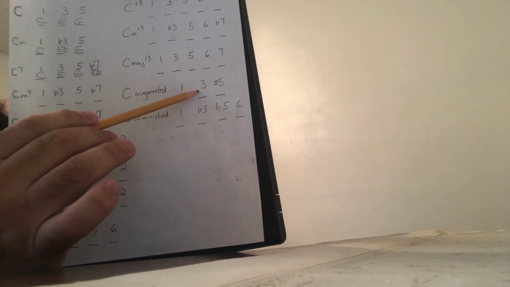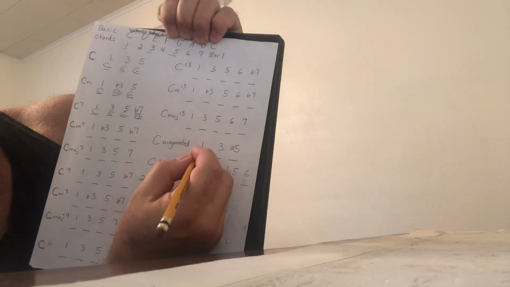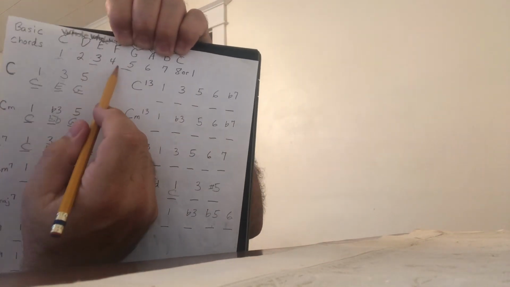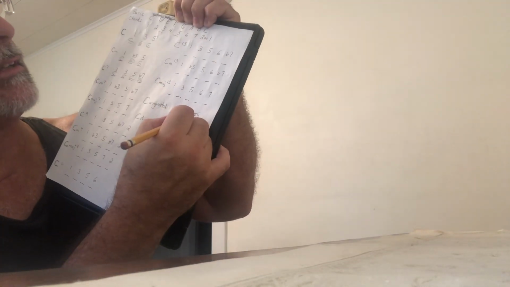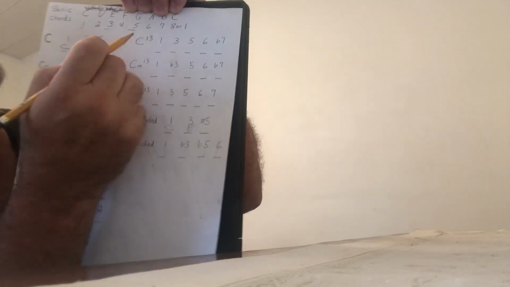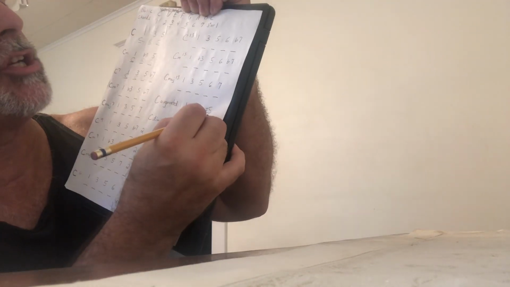Now we're going to talk a little bit more about the other two basic types of triads, which are augmented and diminished. With an augmented triad chord, you play the first, the third, and you sharp the fifth. So the first in C is a C. The third is the E. And the G is the fifth, but it's sharp, so it's a G sharp.